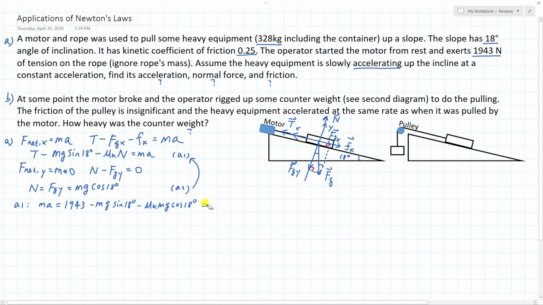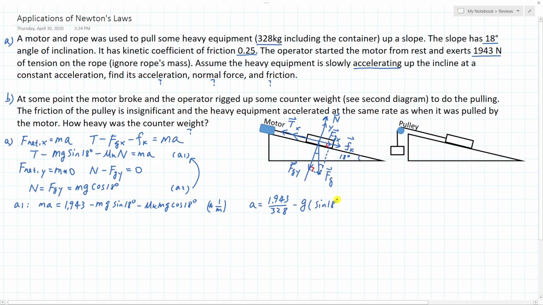Well, let's actually do this. Let's multiply by 1 over m on both sides of the equation. So we get a without the m, and 1943 divided by the total mass is 328, and minus, now it's actually going to be g, just a g, no m. Then you realize the g is actually a common factor, so you can factor it out without having to plug it in two places.